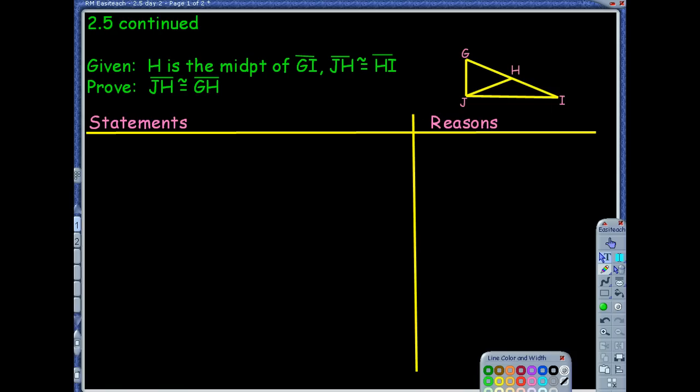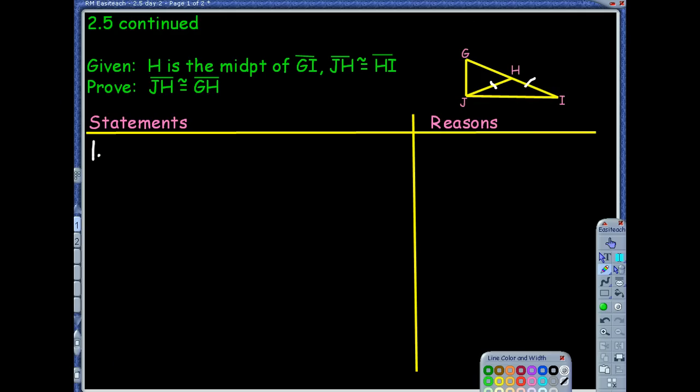So what we have here, we have another proof, of course, and notice what the given is saying. It says something about a midpoint, which has been a pretty popular word for some time now. So we know H is the midpoint of segment GI. So no labeling just yet, but I know you know what we're doing here. And then we know segment JH is congruent to segment HI. So I'm going to go ahead and label that in the picture.